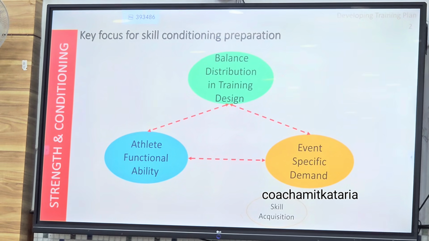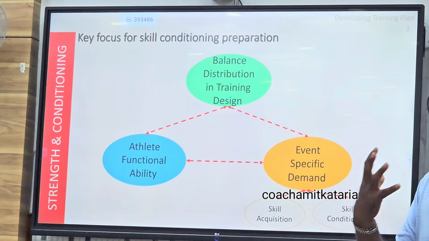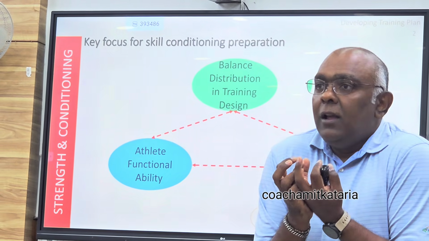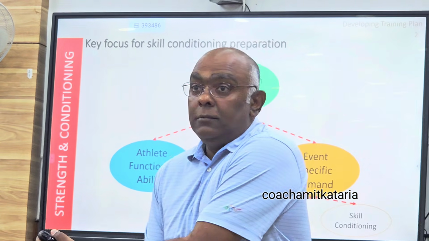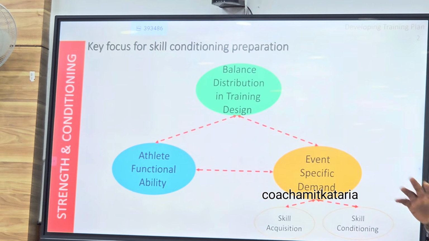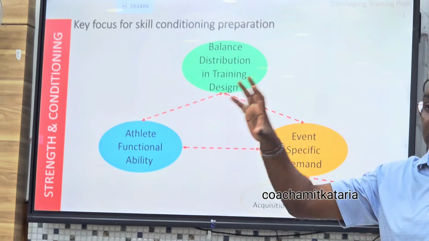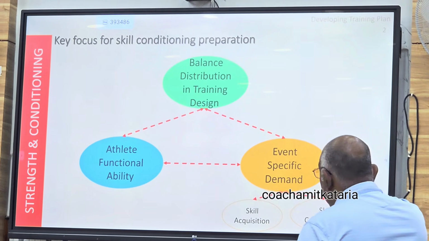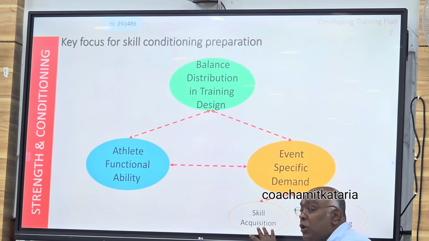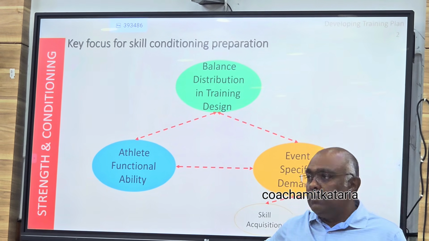Then you go into what we call skill conditioning. Now that I have already gotten this skill set, I want to make it better. That's why I need to condition it. This becomes what we call your event-specific demand, which has 2 parts. Without this input, it doesn't give you results for a very long time.